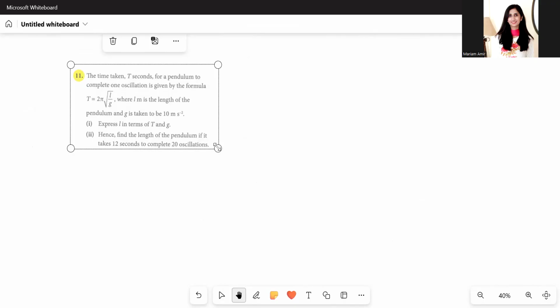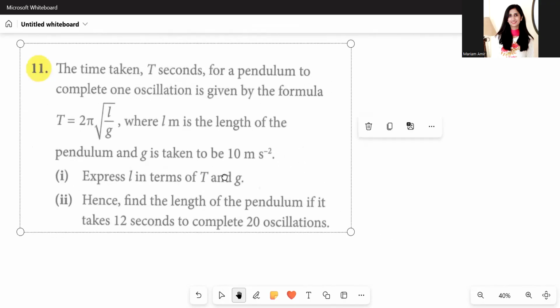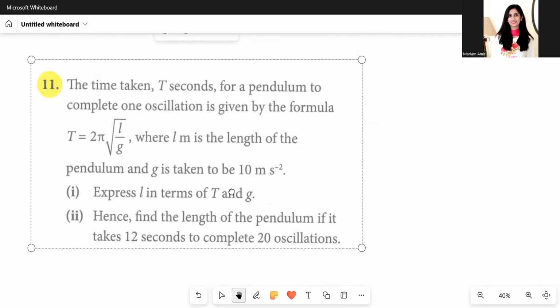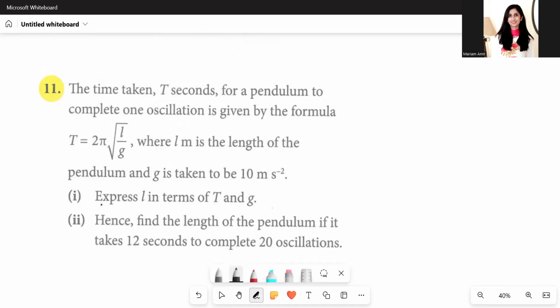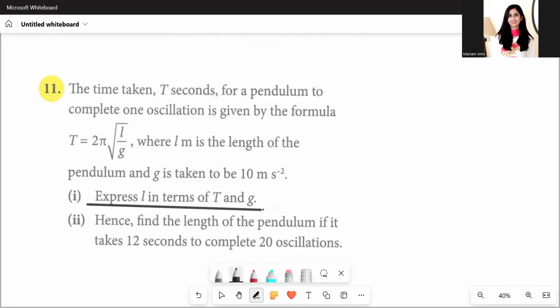Okay. We're only doing part 1 of this. Express L in terms of T and G. This is our formula. What do we need to make the subject according to the statement? Yeah, we need to make this L the subject. Okay, so I'm going to rewrite this. T equals 2 pi square root L upon G.